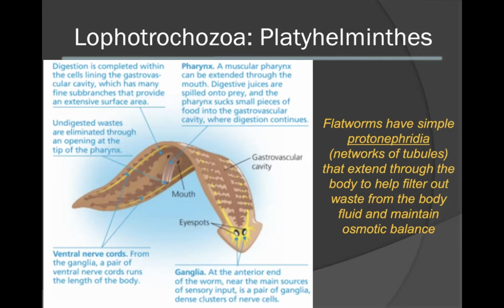Flatworms also have simple protonephridia, which is a network of tubules that can extend through the body. These tubules help filter out waste from the main body fluid and also help in maintaining osmotic balance.